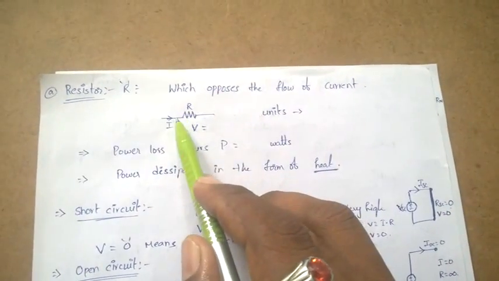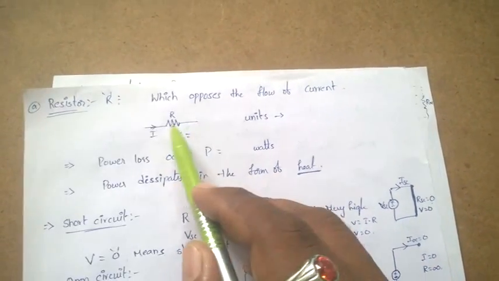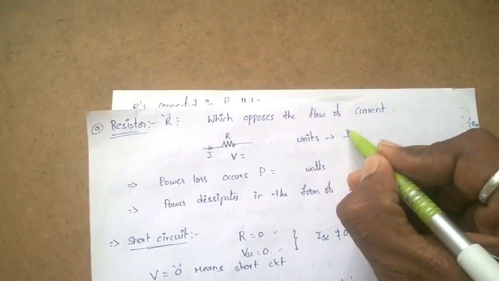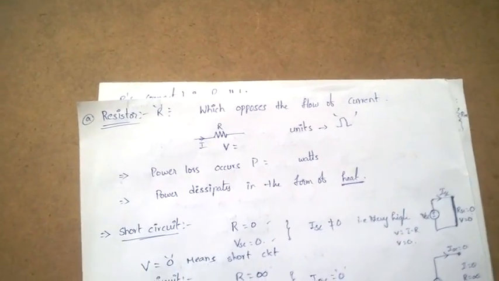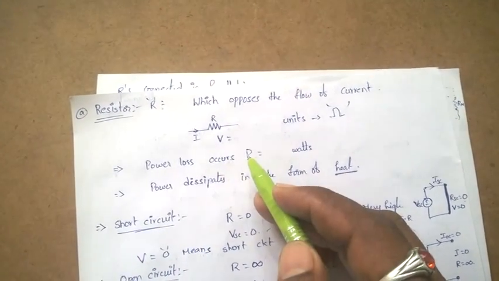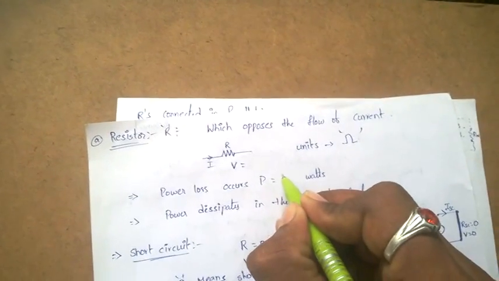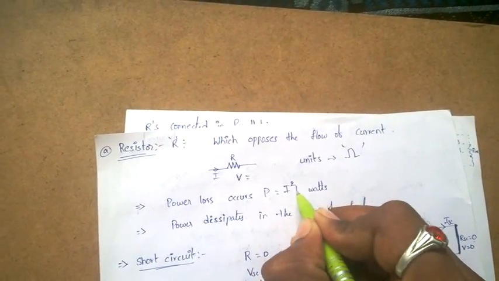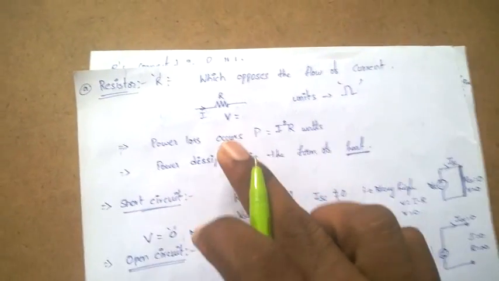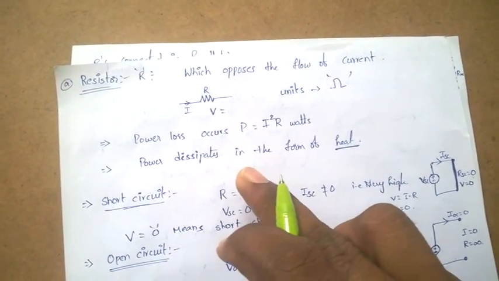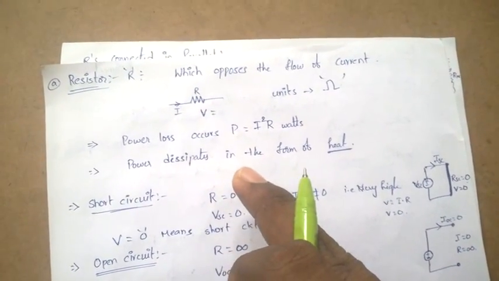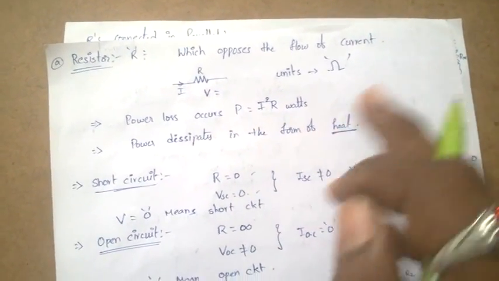This is the symbol of resistor. The unit of resistance, we know, is ohms. The power loss in this resistor, P equal to I square R. The unit of power is watts. The power dissipates in the resistor in the form of heat.